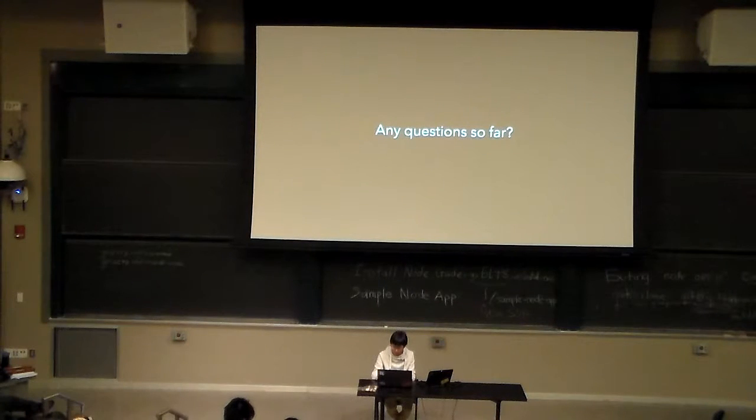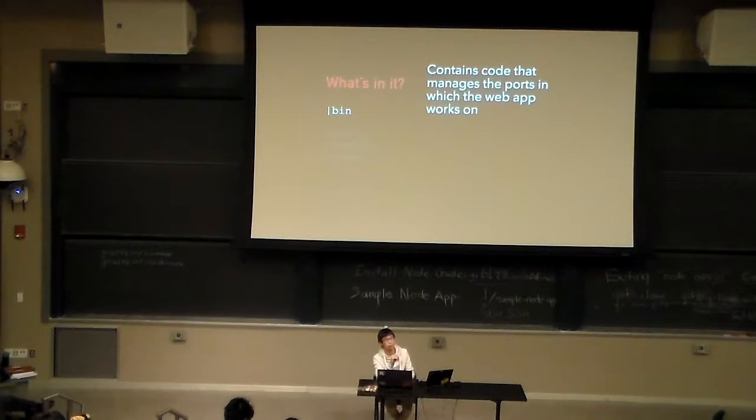No? Okay. So next we have the bin directory, which basically contains code that manages the ports on which the web app works. In a few seconds, we'll be running our app, and it should run on localhost:3000. This means it runs on port 3000 of our localhost. The one and only file in the bin directory basically sets this port and does some housekeeping stuff.